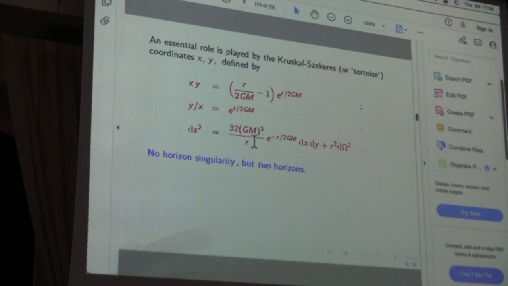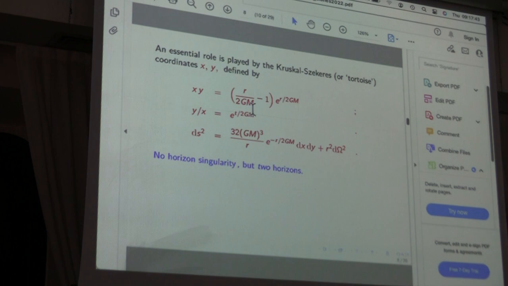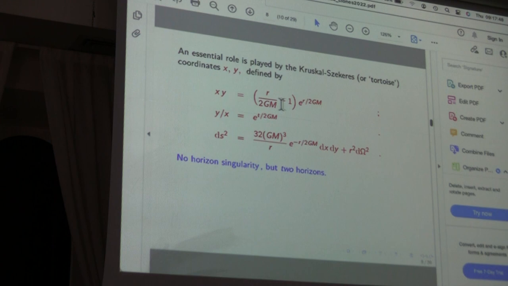Fortunately, I don't need the region r less than 2GM. I do need to know what happens at r equals GM. That's why it's very important to get rid of the singularity. But I don't need to know what happens beyond it.